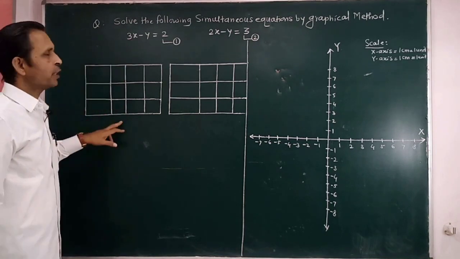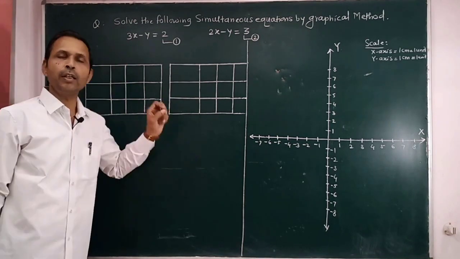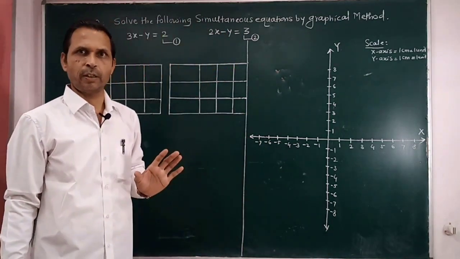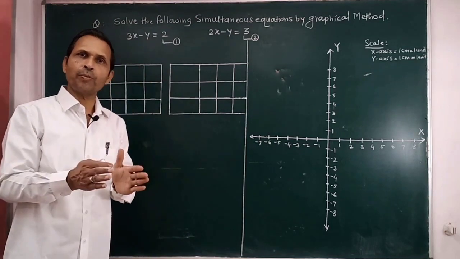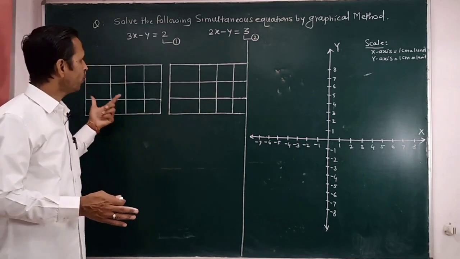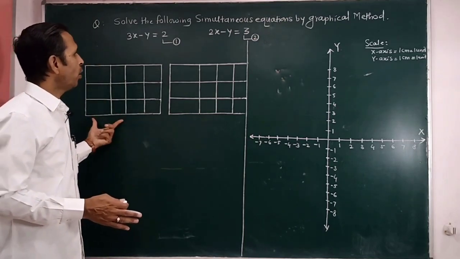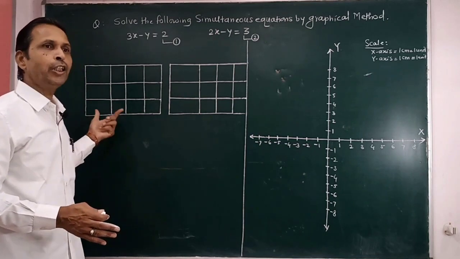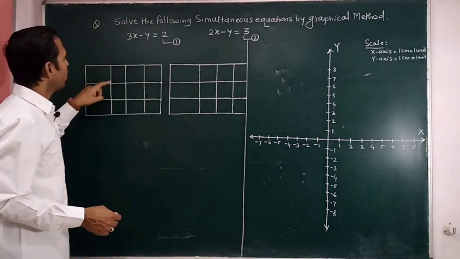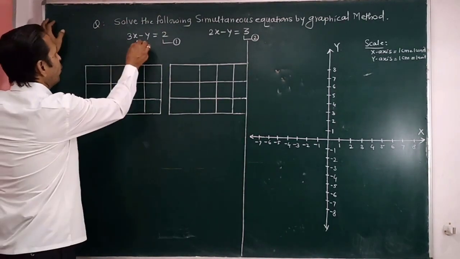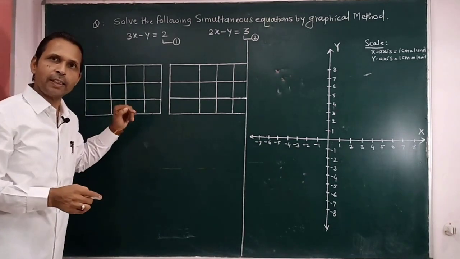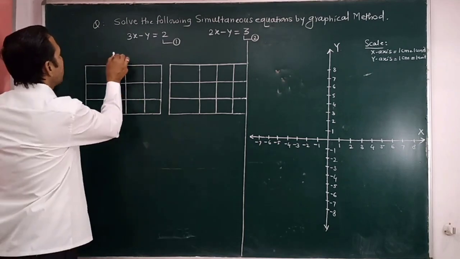Now for the first equation, we know that every linear equation in two variables has an infinite number of solutions. Out of these infinite solutions, we only take three solutions here, and that's why we make a table to write the solutions of each simultaneous equation. For this first equation, we have to make the table and find the corresponding values of x and y.